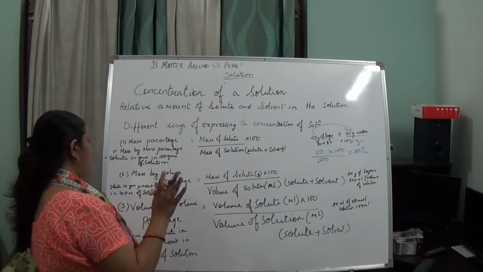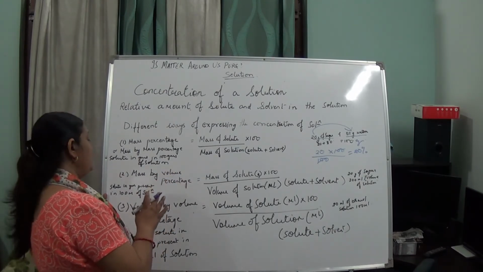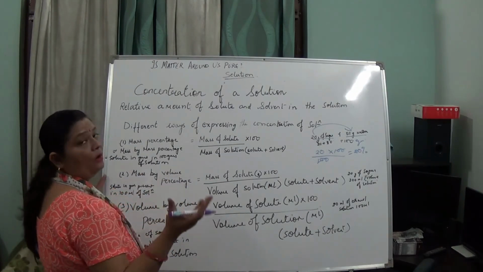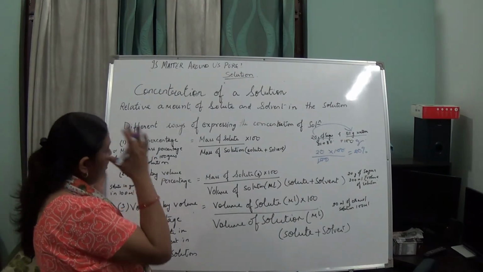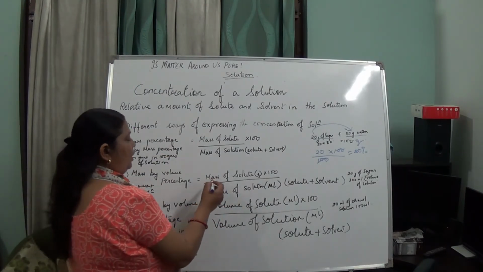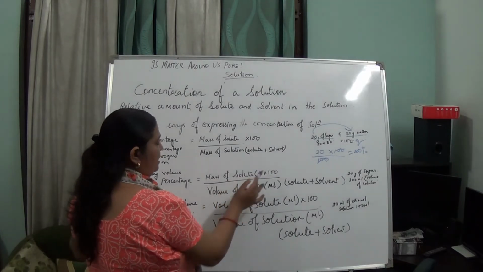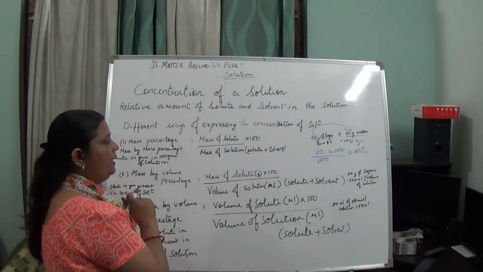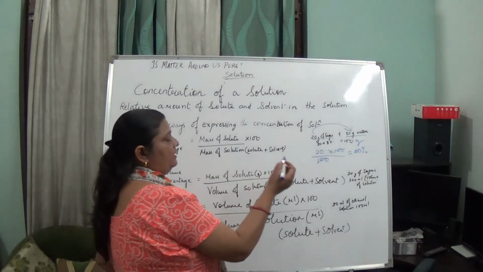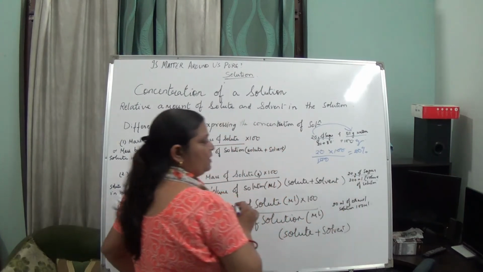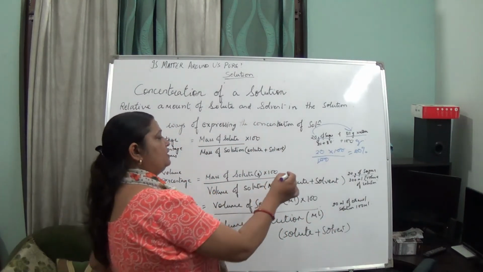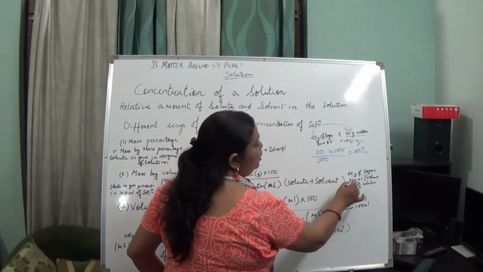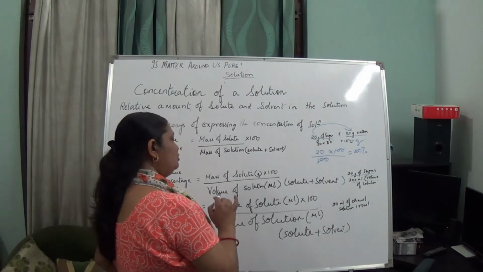Now the second is mass by volume percentage. Here the solute is in grams and it is present in 100 ml of solution. So the formula becomes mass of the solute into 100 upon volume of solution in milliliters. Suppose we are taking 20 grams of sugar, and the solution formed by adding that sugar is 200 ml.